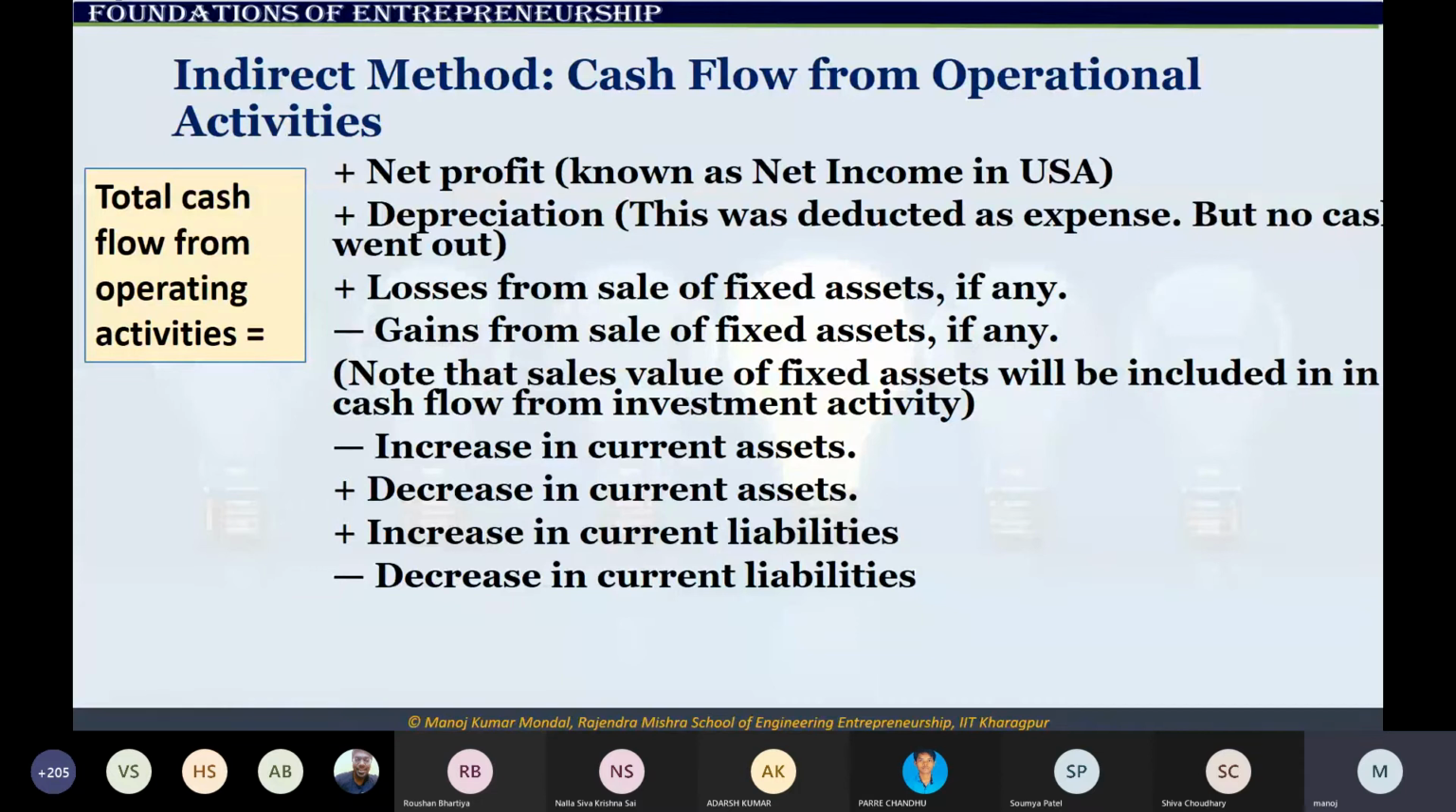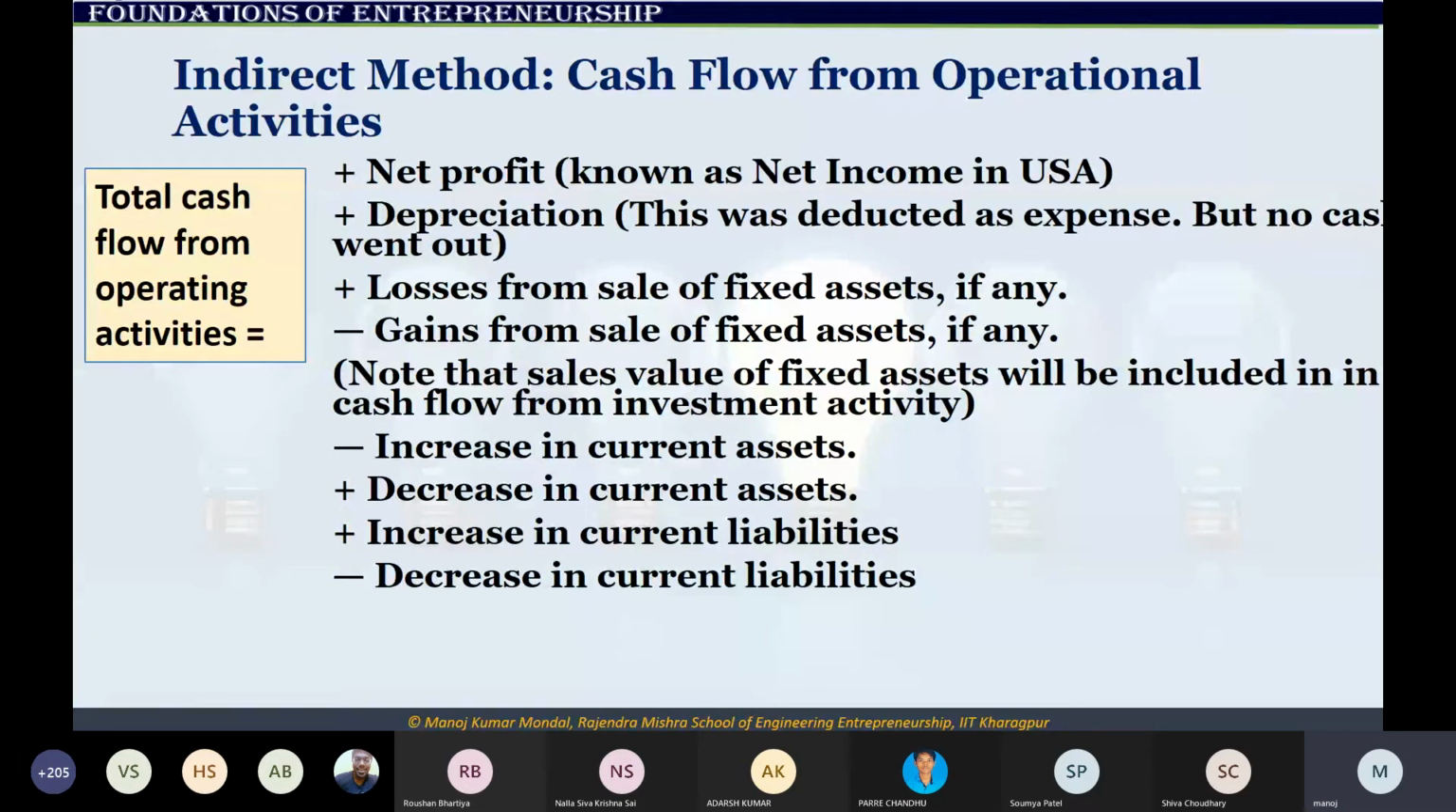Both estimate the same cash flow. That is why normally people in the classes, at least, use the indirect method, where you start from net profit, not from sales. Whereas in the direct method, you start with sales, then you deduct salary, deduct rent, everything you show here. Whereas the indirect method starts with net profit.